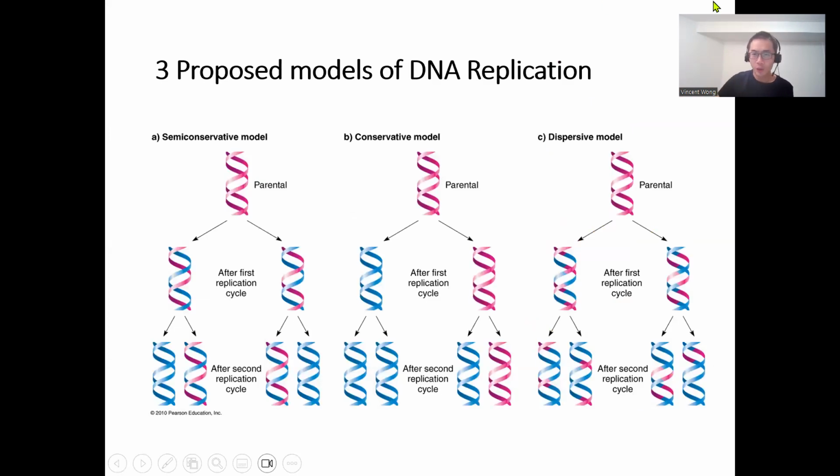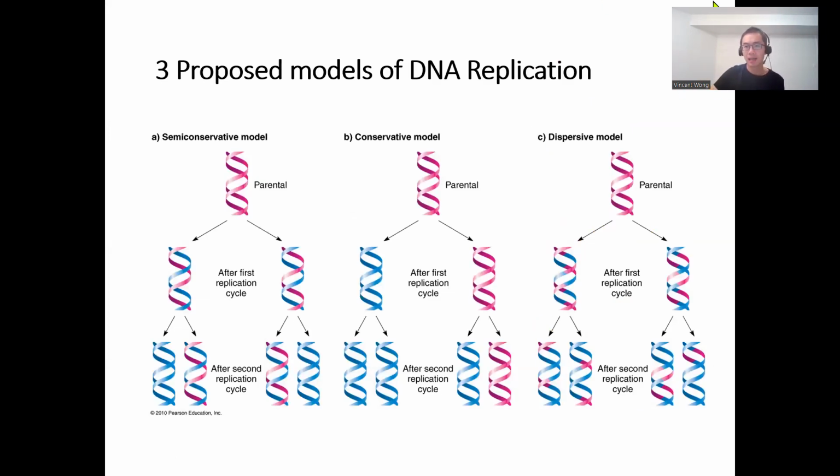Nobody really knew how it happened, like how DNA is actually copied. But there were three proposed models at the time. Okay, I'll talk about this first, and then I'll try to explain more. The first model is called the semi-conservative model. So think of having the original DNA here. That's called the parental DNA.